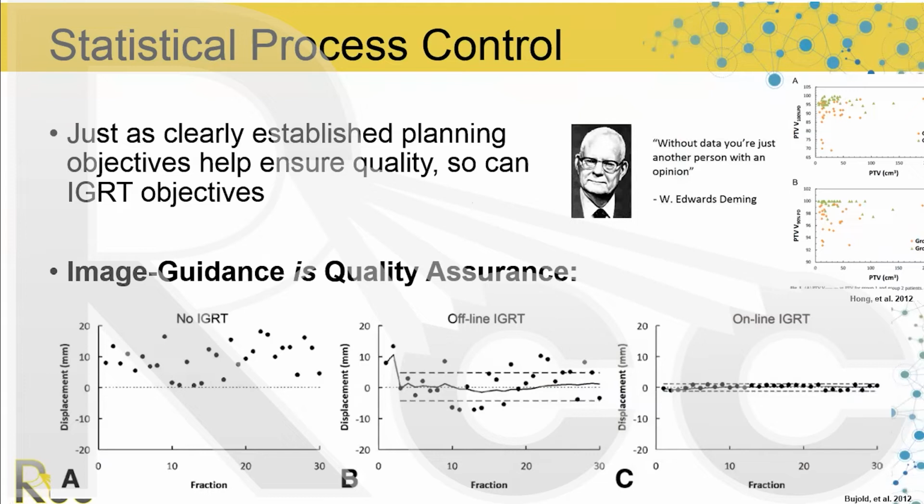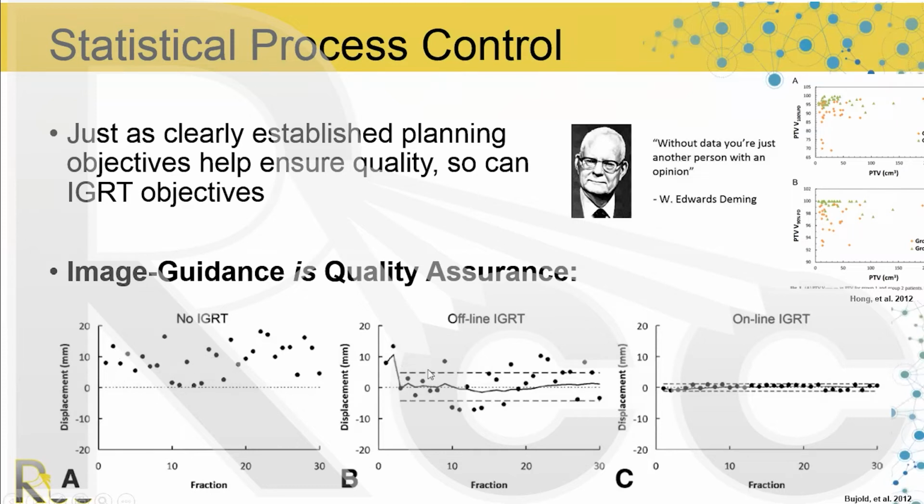So just as clearly established planning objectives help ensure quality, so can IGRT objectives. So how far of a shift is acceptable, and what kind of guidance you're going to provide to the therapists, the technologists who are delivering that treatment. And this right here is showing what you're getting with different IGRT. So, no IGRT. These were collected from a series of films. No IGRT, you see a displacement. You actually also see a systematic displacement.